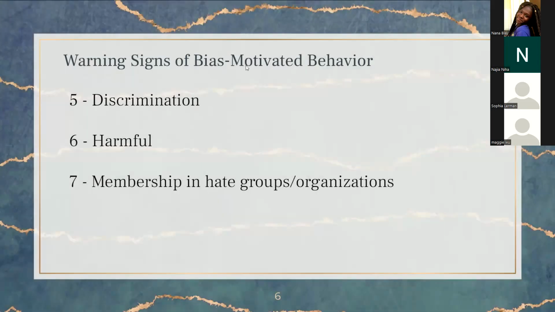Some warning signs are discrimination, harmful speech, and hate groups. For example, the KKK could be an example of a hate group, discriminating against certain races and religions just because that's how they feel, that's just their bias.